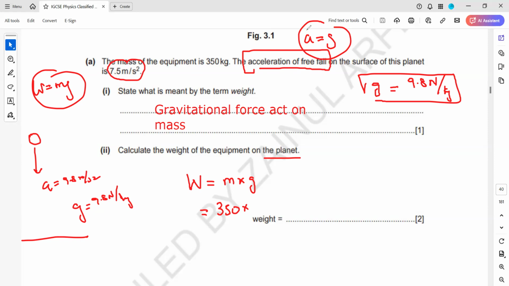Acceleration of free fall on Earth is 9.8, so what is the gravity on Earth? It's also 9.8. But acceleration of free fall on this planet is 7.5, so the value of gravity on this planet will be 7.5. So 350 times 7.5. What's the answer? 2625 newtons.